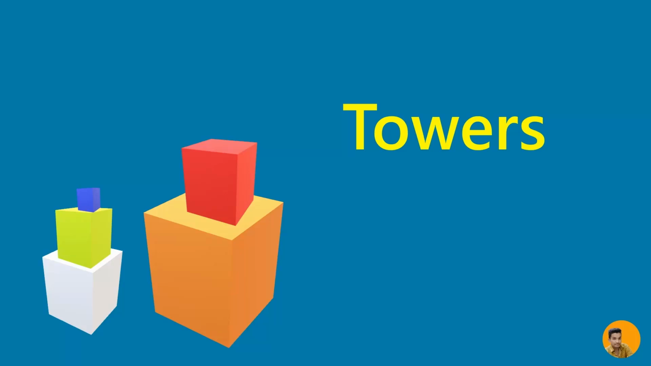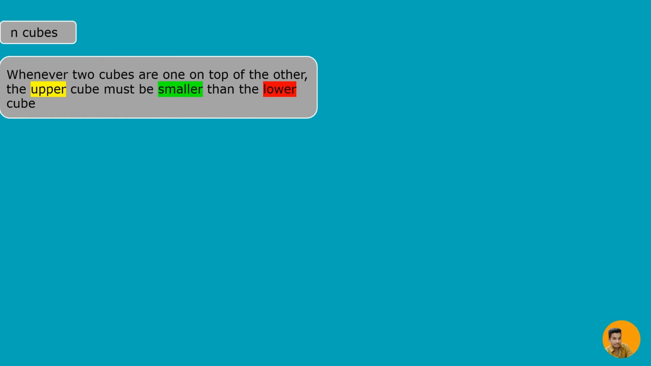Let's solve the problem tiles. Firstly, we are given width and cubes and we need to build a tower using these cubes. And the condition they have given is that we need to take care that whenever we place two cubes, the upper cube must be smaller than the lower cube. This is an important condition and we have to follow it.